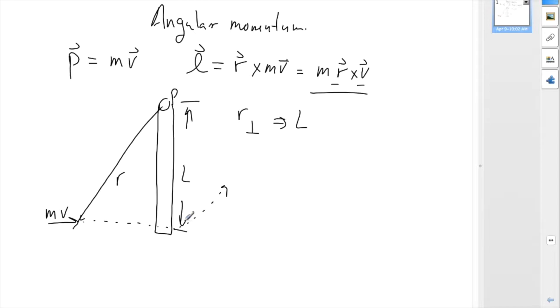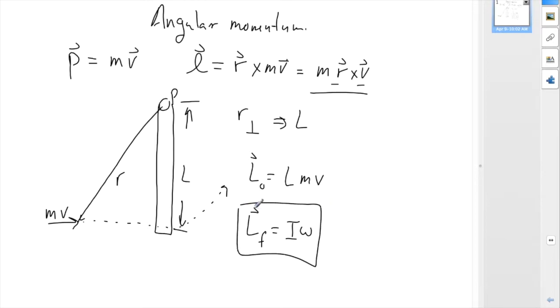So the angular momentum initially, which I'm going to write as L0 as a vector, is equal to R, the length of the rod, times the mass of the incoming object multiplied by the velocity of the object. L final is equal to I omega. And that's kind of like a definition, so we'll put that up here.